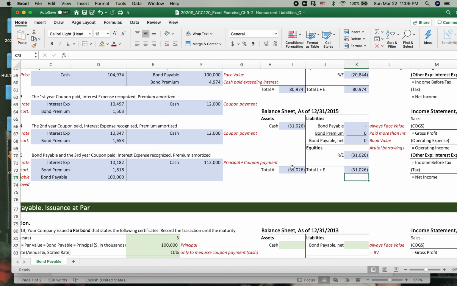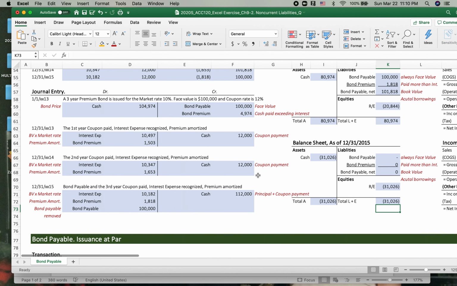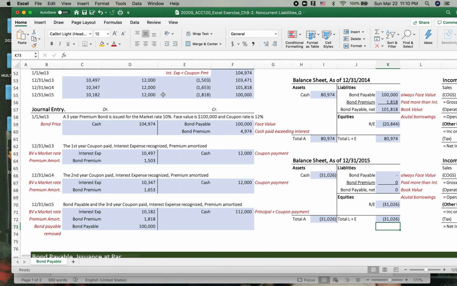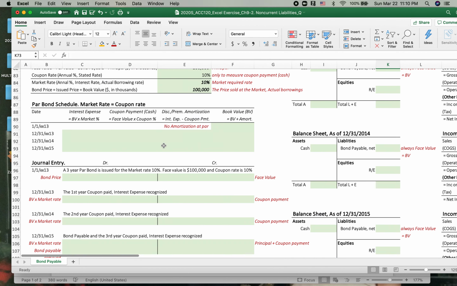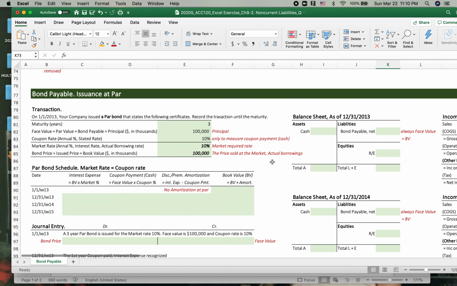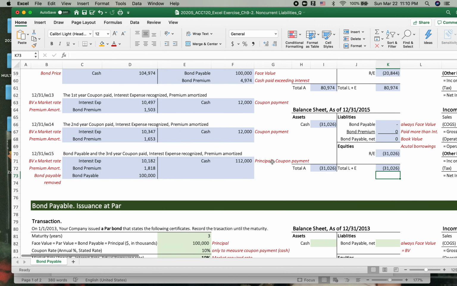So please practice this exercise several times. It's a very important exercise to prepare the final exam and the quiz. So you may erase every cell in color and practice one more time. Okay. And then the bond payable issuance at par is very easy concept. I want you to practice yourself.